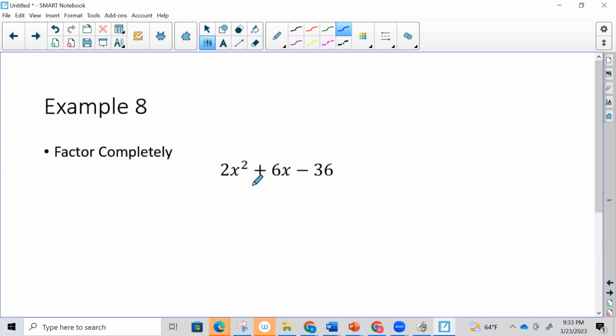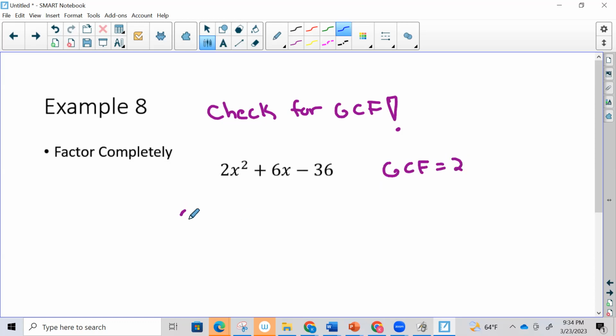Okay, so now I want to do ones where I have a trinomial, but it's not right now in my correct form. I have this number in front. And so if that happens, you always want to check for the greatest common factor. So if it's not in the initial form we need to check for the greatest common factor. And if I look, well, okay, 2 is my greatest common factor. It goes into all of my terms. So we put that in front, and then we divide all of these by 2. And we get x squared plus 3x minus 18.